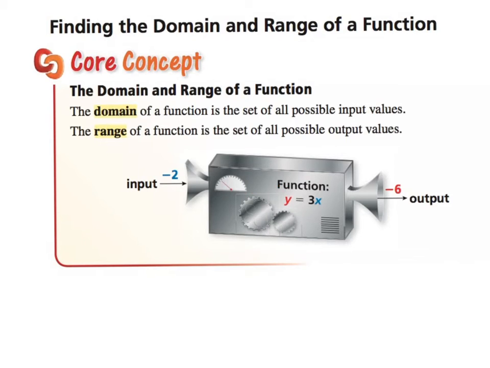So if you look here, the equation is y equals 3x. Easy. We've done that before. Your input is your x. That's what goes in. The output is what comes out. So as you can see, negative 2 goes in. So 3 multiplied by negative 2 is negative 6. Negative 6 is what comes out. So your input is x, your output is y.